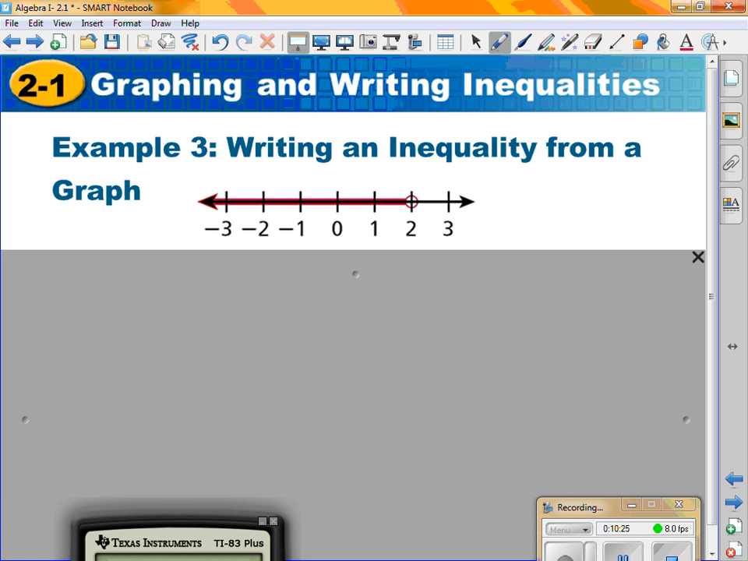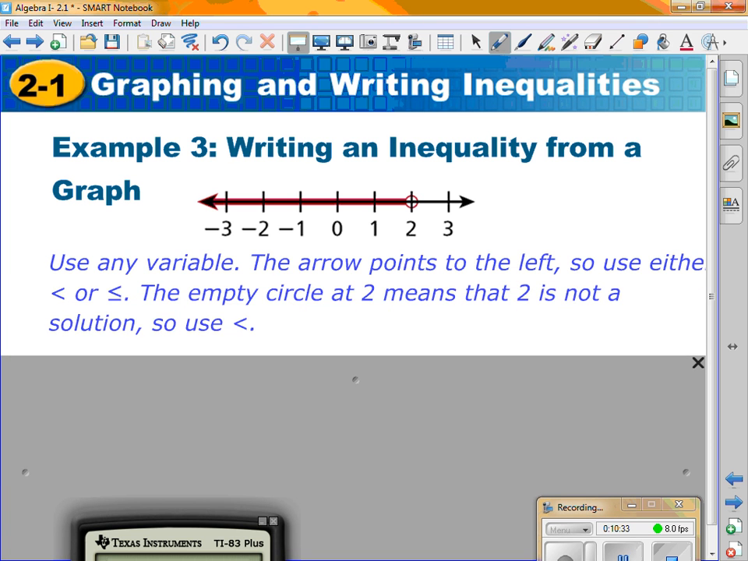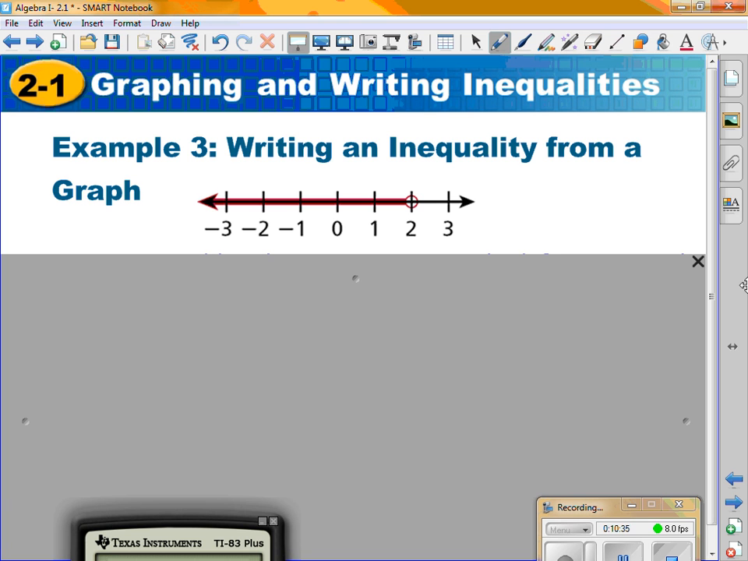Now, we're not just going to be graphing. Sometimes we're going to be taking the graphs and writing an inequality. What number do I have here? What's my starting point? 2. Now, is it less than or greater than? Why is it less than? Because it goes to the left. So I'm going to go 2.